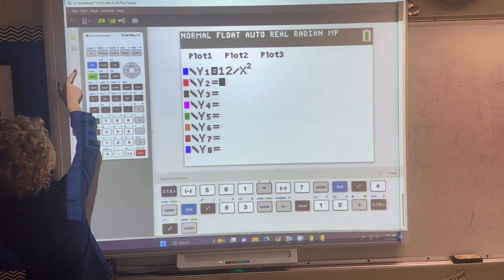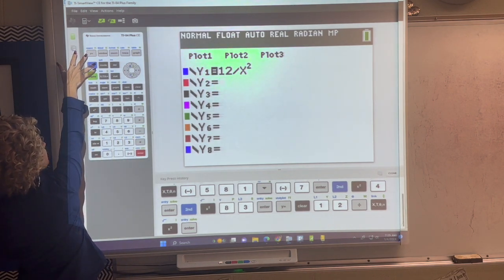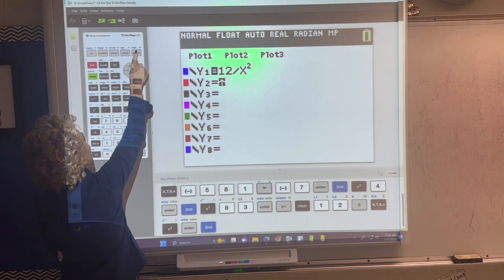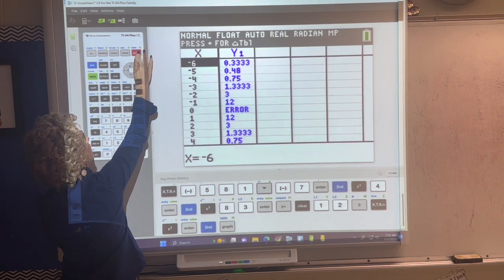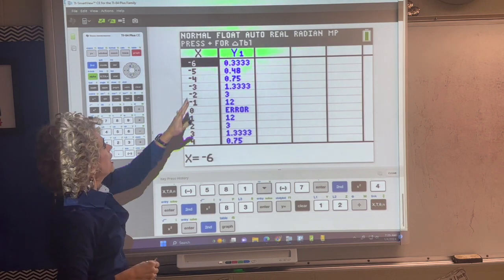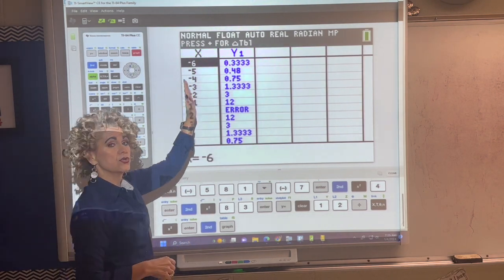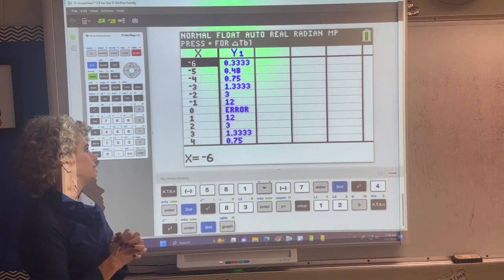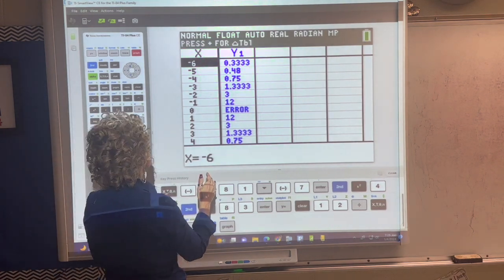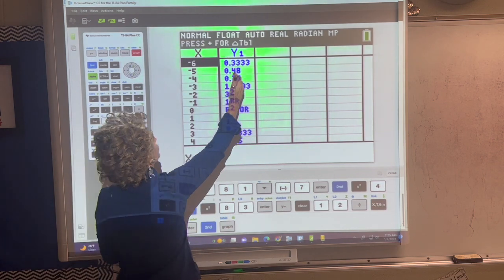So we come back up here. We hit our shift key, our second function, and we're going to hit our graph button, which actually is our table, and our table comes up. On our left are our x values, on our right are our y values. What we're looking for is integers.